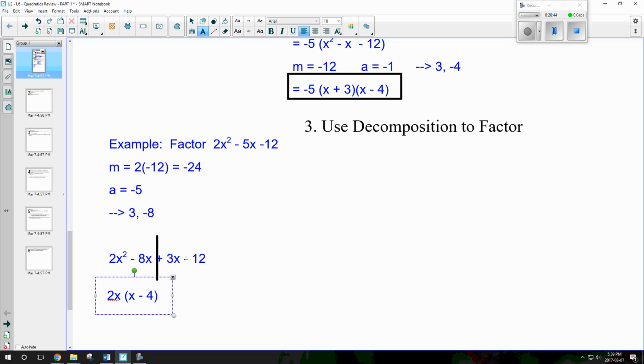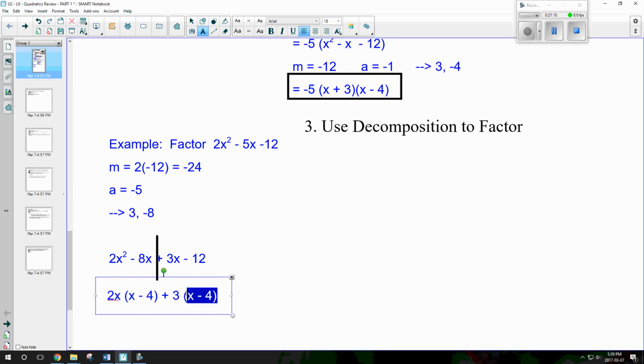Then we look at our second half here and say, okay, what is the biggest thing that we can factor out of both of these? The biggest thing we can factor out is a positive 3. So we write plus 3, and then again we throw another bracket. And then inside that bracket, that's what's left over once we divide out that 3. So 3x divided by 3 is just x, and negative 12 divided by 3 is negative 4.